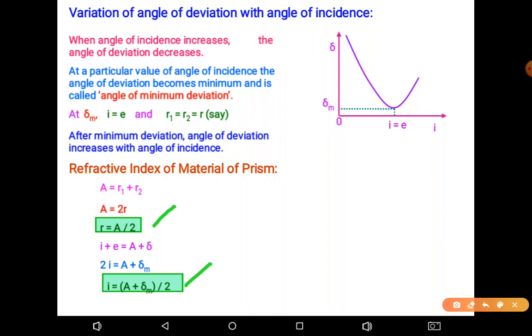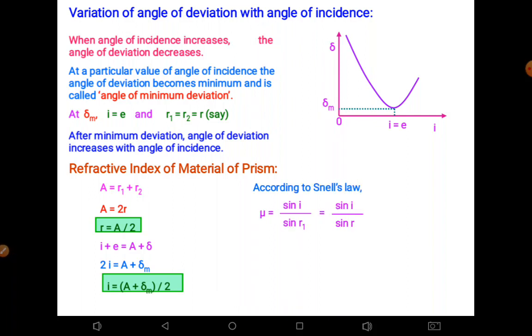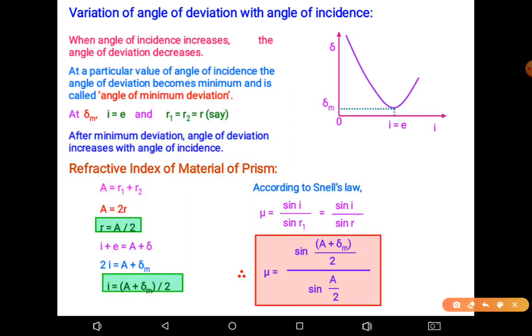So now we have to find the refractive index. We use Snell's law, and according to Snell's law, mu equals sine I upon sine R1, and R1 equals R, and we have the values of I and R. By putting these values, we have mu equals sine of A plus delta m upon 2, divided by sine A upon 2. This is a very important relation.